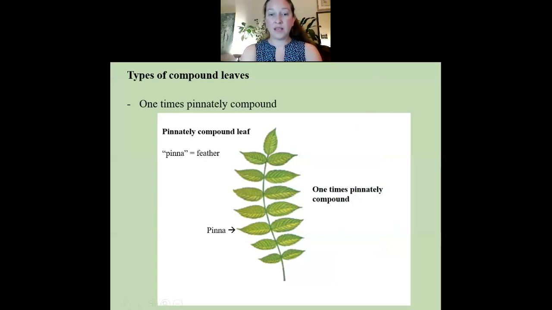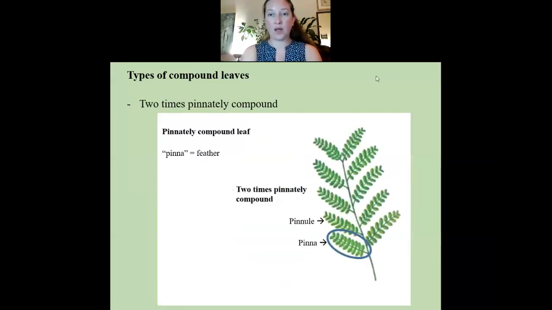In the case of this compound leaf, this is what we call 1 times pinnately compound. So here's how you tell. If you're going up the stem of the leaf and there's only one division, there you go, 1. So that's your first one, right? You say it's 1 times pinnately compound. And the leaflets on a compound leaf are called pinna, but leaflets is also fine. So this is 1 times pinnately compound, whereas this one here is 2 times pinnately compound.